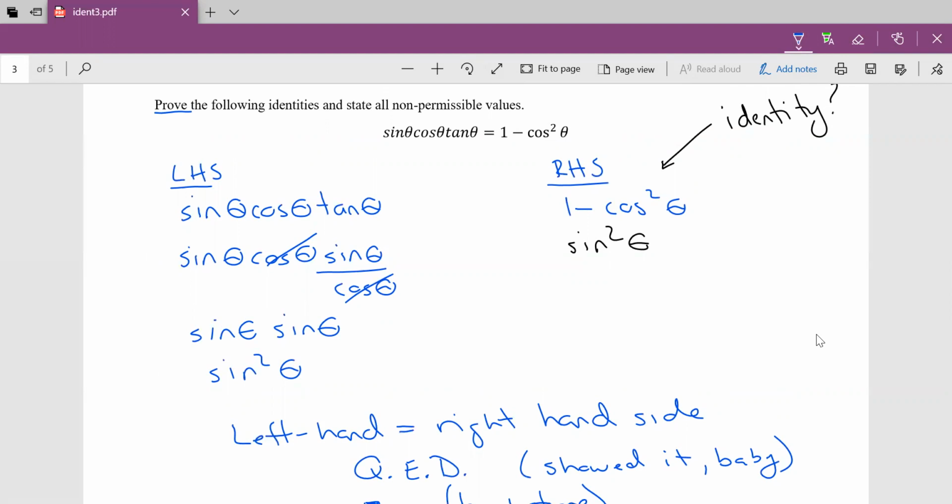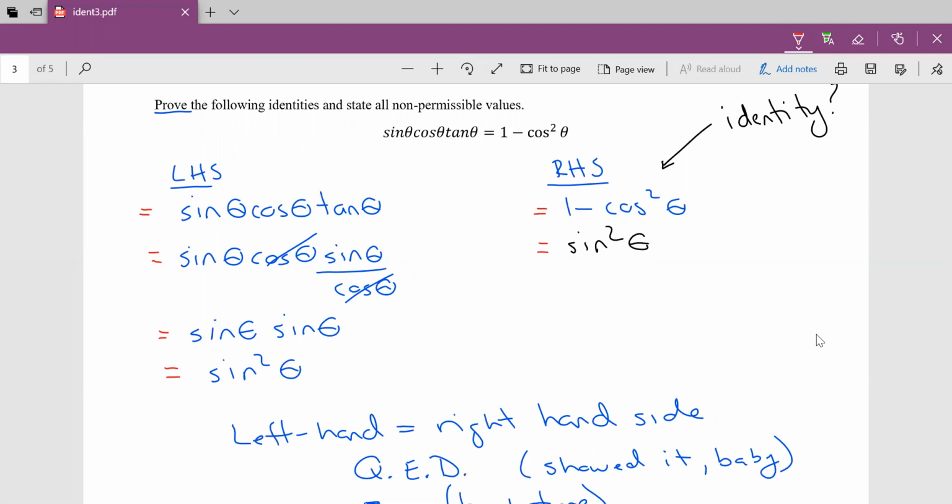The other thing I really don't want to see is this. I'll put it in red. You are not putting equal signs between the left-hand side and the right-hand side. That's bad. You're trying to prove it's an equality. You don't know it's an equality. That's what you're trying to prove to me. So please, equal signs down the sides like that.